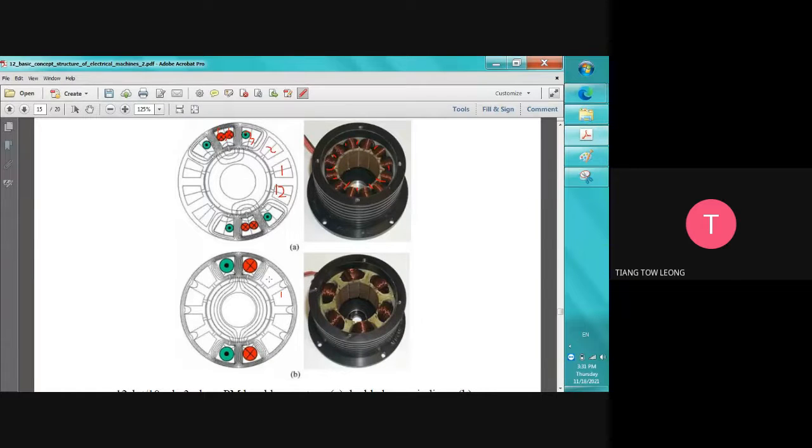Another one is 1, 2, 3, 4, 5, 6, 7, 8, 9, 10, 11, 12. This one is also 12 slot. But in this one, the winding is a single layer, which means the whole slot is filled like this. It is not subdivided into two. For example, in this one, the slot is divided into two. One will go there, one will go here.